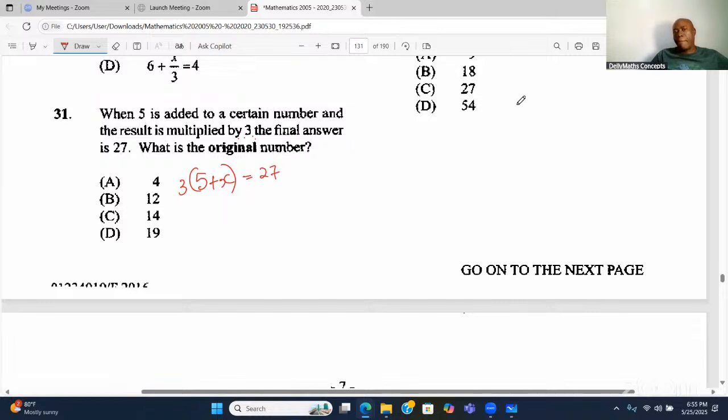Everybody good with that? Now they're asking for the original number. So 5 plus the original number, times 3, gives 27. Divide by 3. You could go backwards, right? So 5 plus some number equals 9. Well, x is 4, right? You could say 5 plus 4 equals 9. So you could try it now: 5 plus 4, 9. 9 times 3, 27. Makes sense. So the answer is 4 for real.